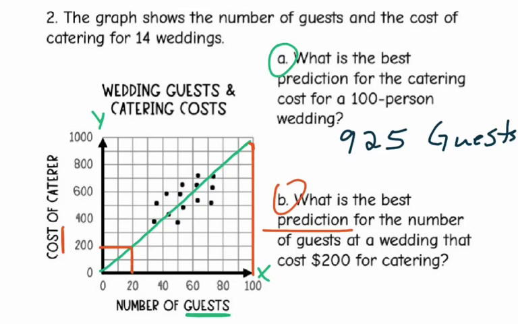Basically, I'd be safe to say 20 guests. It might be just before that. It might be between 15 and 20. But I'm going to write down 20 guests on my line of best fit, or 20, 20 guests.